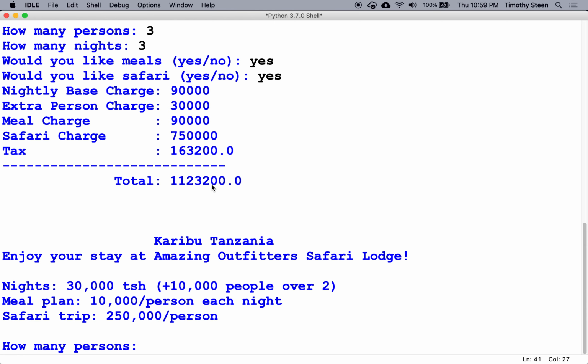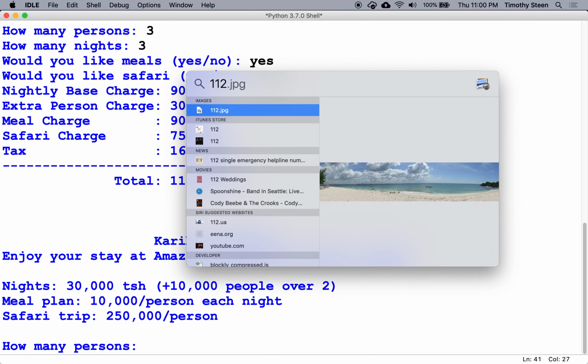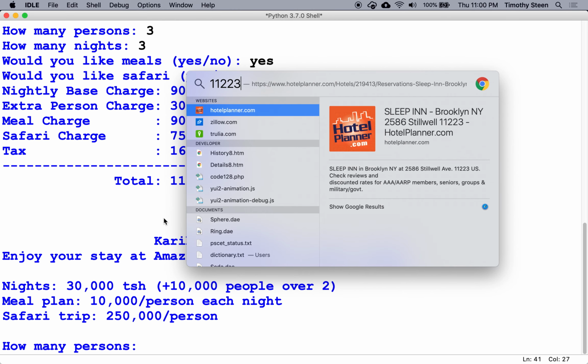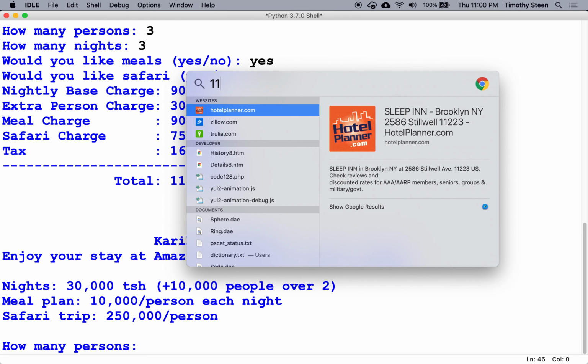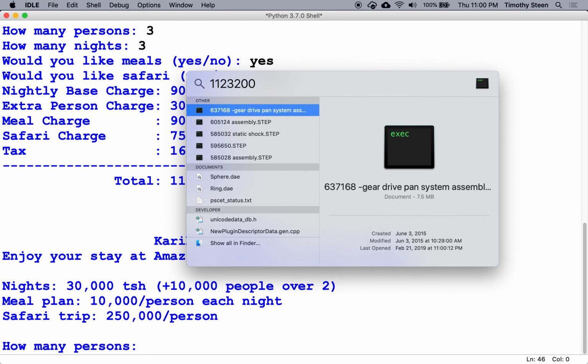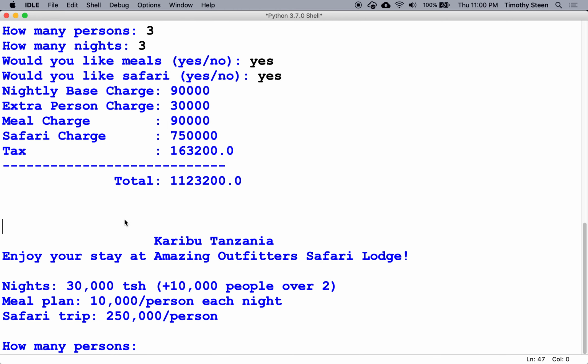And our total price is 1,123,200, which in American would be, what in the world is that? 1,123,200. Let's try that again. 1,123,200 divided by 2,000 or so, $561. Right now the rate is more like 23,000, so it'd be $488 for 3 nights and a safari. Good deal. You better come on down.